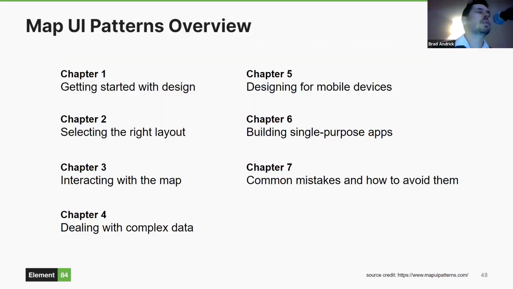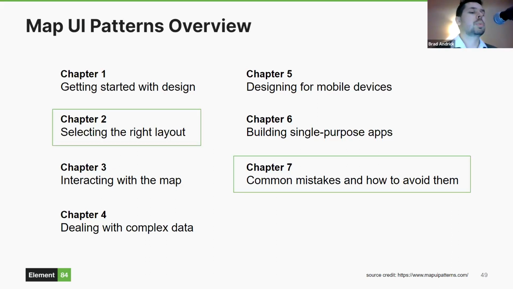The chapters, I wanted to show the titles of these. We don't have time to go into all of them, but this is to encourage you to go look at those resources on the slide that I shared, because there's a lot of good information in here. Chapter 1 goes over some general design. Chapter 2, selecting the right layout. Chapter 3, interacting with the map. Chapter 4, dealing with complex data. Chapter 5, designing for mobile devices. Chapter 6, my personal favorite, building single-purpose apps. And Chapter 7, common mistakes and how to avoid them. We are going to go a little bit deeper into Chapter 2, selecting the right layout, and Chapter 7, common mistakes and how to avoid them.